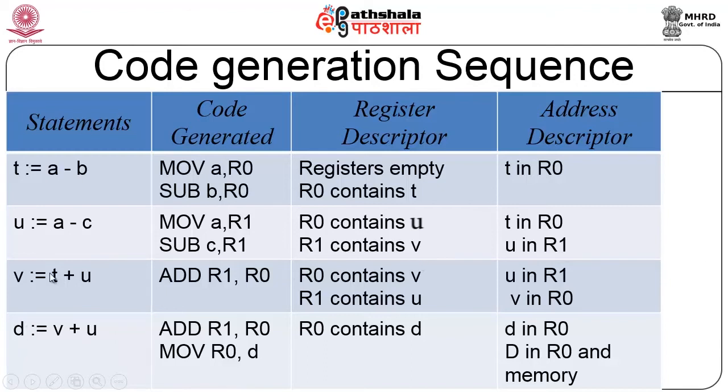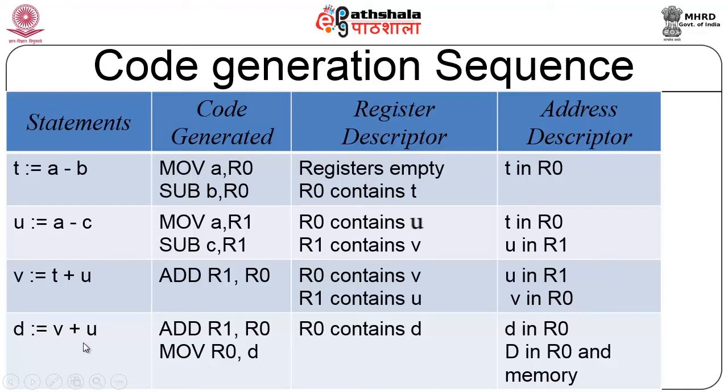Then the third one is V is equal to T plus U. We already know T is in R0 and U is in R1. So I will issue the command. What will the get register function issue? Get register will issue only R0 as the value corresponding to T. So I am issuing here add R1 comma R0. Now R0 contains V and R1 contains U. This R1 has not changed; only R0 has changed. So U is in R1 and V is in R0.